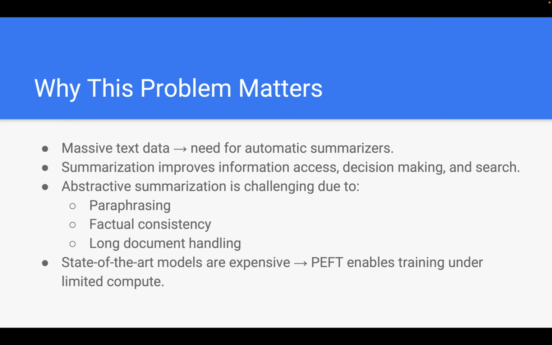Why this problem matters: as I explained, there is massive text around, right? We need to do automatic summarization. Summarization improves information access, decision making, and search, right? Specifically, we will follow abstractive summarization. That is a bit challenging because it requires the model to paraphrase, provide factual consistency, and handle long documents. Okay, and we'll compare that with the state of the art models right now, like GPT, Gemini, and others, and see how the whole comparison goes.